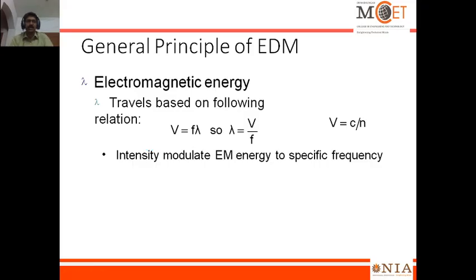The electromagnetic energy travels based on the following relation: velocity is equal to frequency times wavelength. Therefore wavelength is equal to velocity divided by frequency, and velocity is equal to C by N, the number of cycles, right? That gives the intensity-modulated electromagnetic energy at a specific frequency, which we can relate to the distance. Distance is equal to velocity times time. This velocity can be used, and the time taken is also recorded in the microprocessor. Based on that velocity and time, we can get the distance.